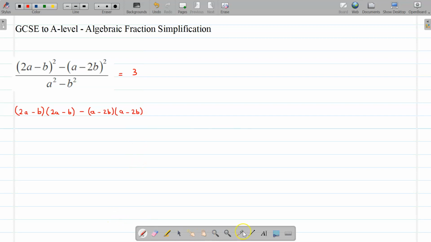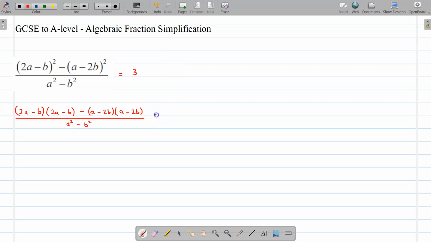And all of that is going to be over a common denominator of a squared minus b squared. Now you may recognize the denominator as the difference of 2 squares, because that's actually a minus b times a plus b. But for the moment, I'm going to leave it just as it is, because I may not need to do anything with it, as you might see in a moment. By the way, if you want to have a go at completing this, please do, and then pause the video and play it back afterwards.